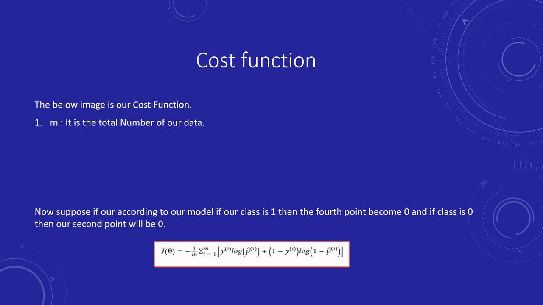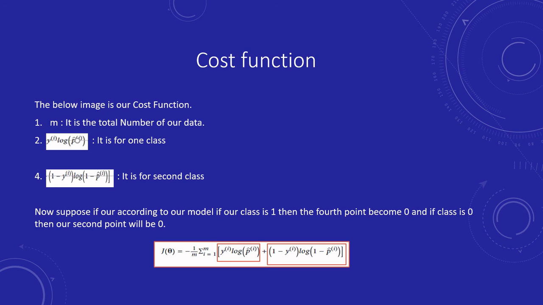M is the total number of our data points. Now suppose according to our model our class is 1, then the second term becomes 0, and if the class is 0, then our first term will be 0.